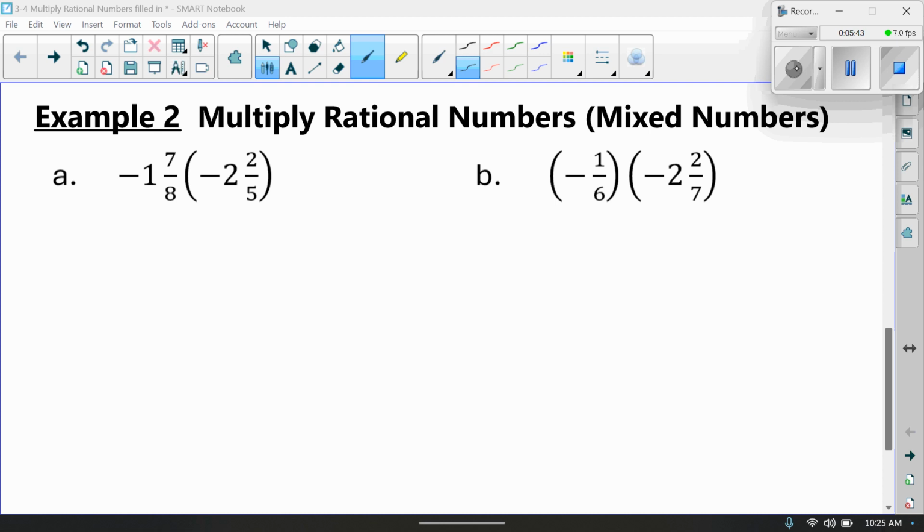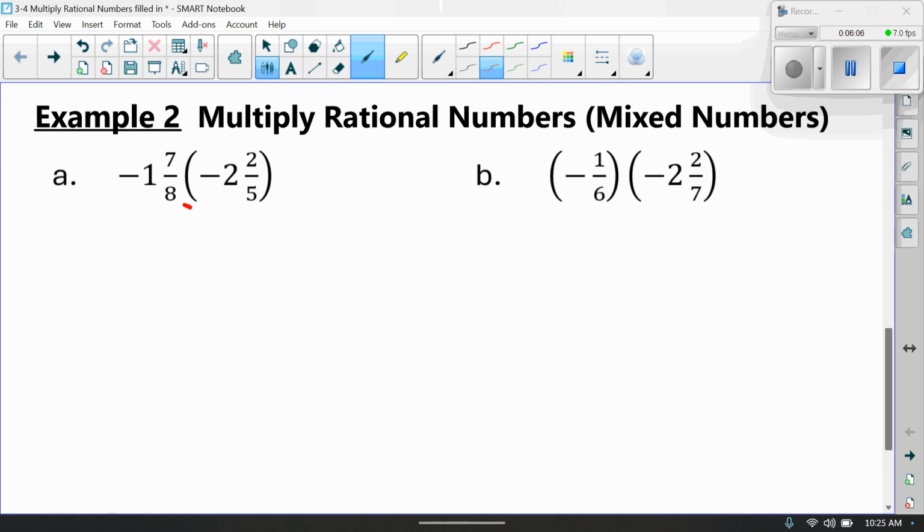Now, these are mixed numbers. What do I have to do to the mixed numbers before I can multiply? Change them to improper fractions. We need to change the mixed numbers to improper fractions. Very good. All right. So you guys remember how to change mixed numbers to improper fractions? Let's review it again real quick.